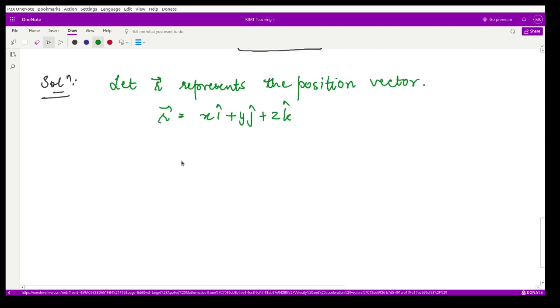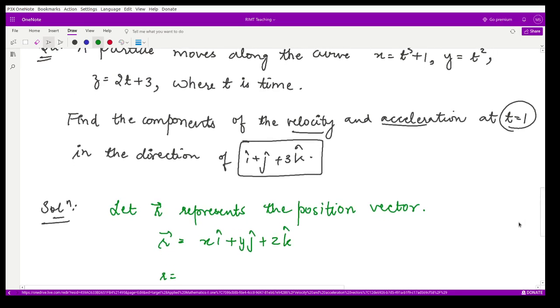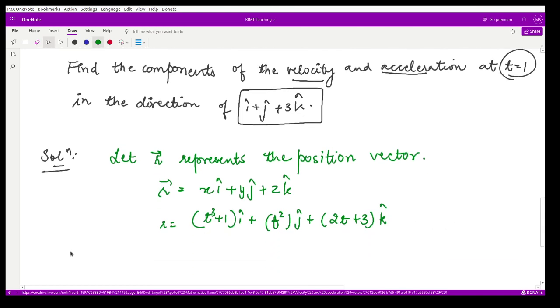So this is equal to, because in the question we are given the value of x as t cube plus 1 I cap, then t square j cap, then 2t plus 3 k cap. We are given this quantity, so what we have to do is calculate the velocity vector. That is equal to the first derivative of this position vector. So that is 3t square I cap plus 2t j cap plus 2k cap.